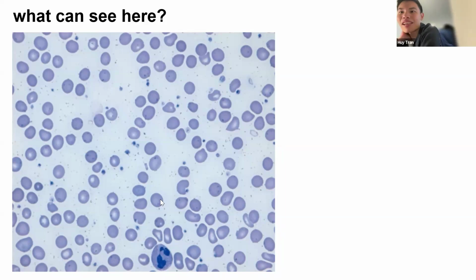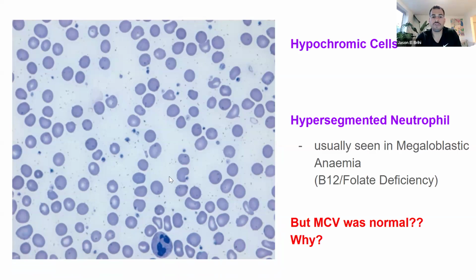Someone in the chat is saying ring sideroblast and Howell Jolly bodies. Yeah, definitely, there are some Howell Jolly bodies. Good. I wouldn't call these ring sideroblasts. They have a different appearance. But what I was pointing at is this hypersegmented neutrophil.